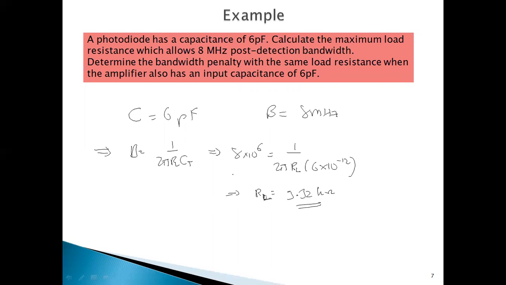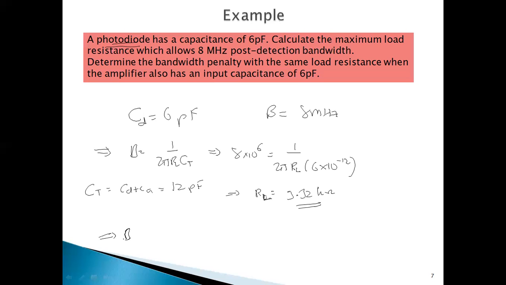The second part is to determine the bandwidth penalty with the same load resistance when the amplifier also has an input capacitance of 6 picofarad. So we need to calculate any penalty on the bandwidth if the load resistance used is the same, 3.32 kilo ohm, but now the amplifier capacitance is included. Previously, the capacitance was only from the photodiode itself, CD. Now we also have the capacitance from the amplifier, CA. So the total capacitance is CD plus CA, which equals 12 picofarad, because we have 6 from the photodiode and 6 from the amplifier.